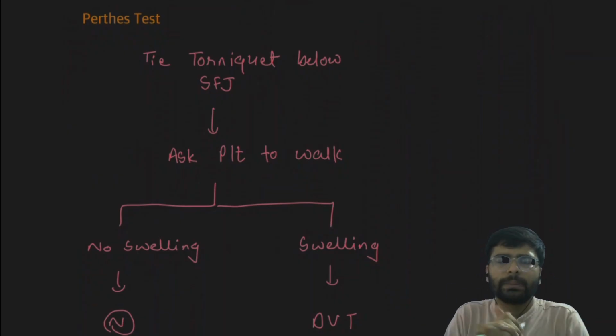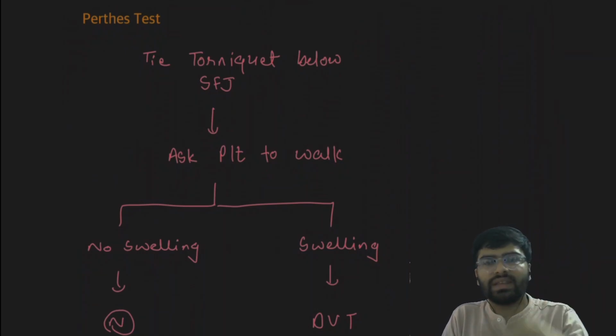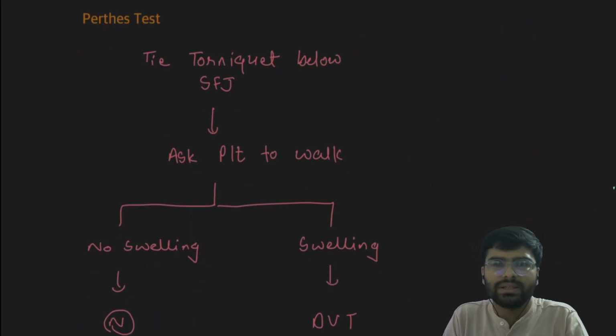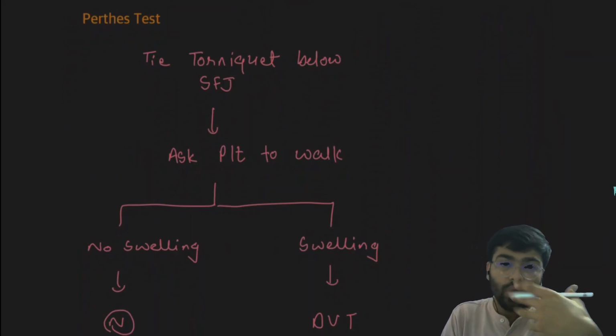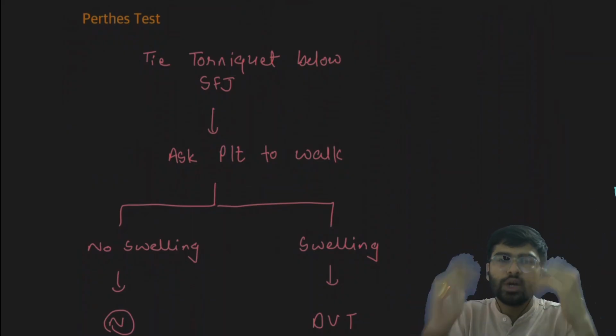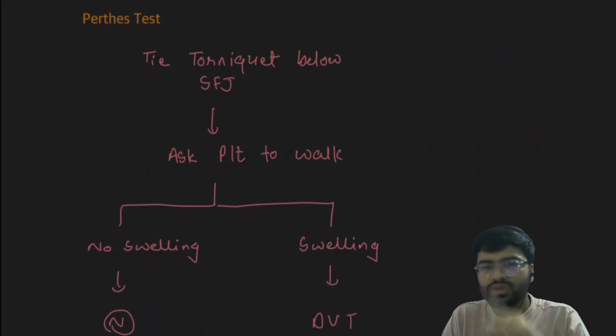Normally, like you, me, you don't have varicose veins. So what will happen? Nothing. Even if you tie the tourniquet, that is only going to affect the superficial vein. And I've told you that the superficial vein, whether it is present or absent, doesn't make any sense. What is important is the deep vein. Now for us, the deep vein is functioning normally even if you tie the tourniquet. So there is no swelling.